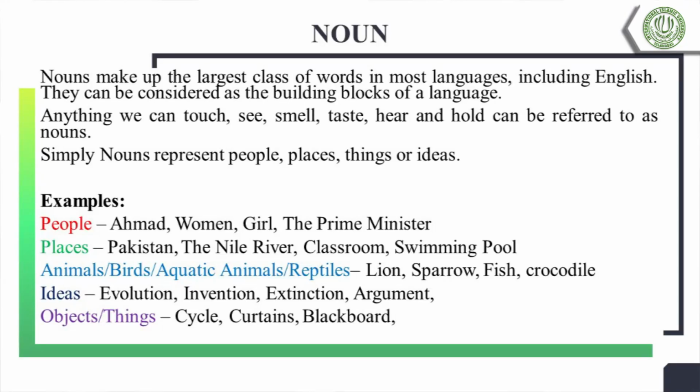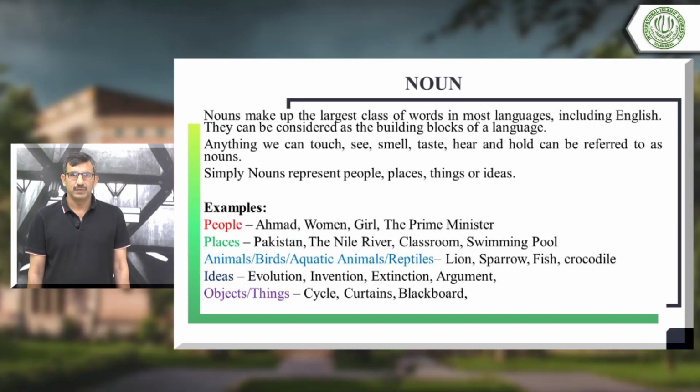Nouns make up the largest class of words in most languages, including English. They can be considered the building blocks of a language. The same is the case with the English language. Anything which we can touch, see, smell, hear or hold can be referred to as a noun. Simply, nouns represent people, places, things or ideas.